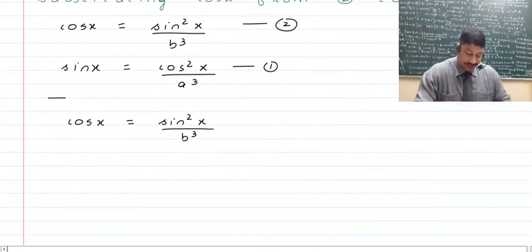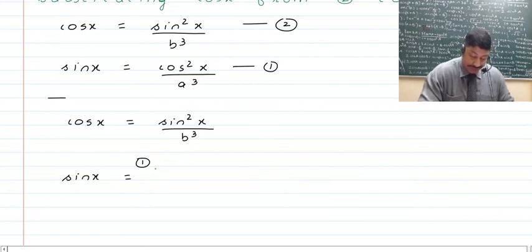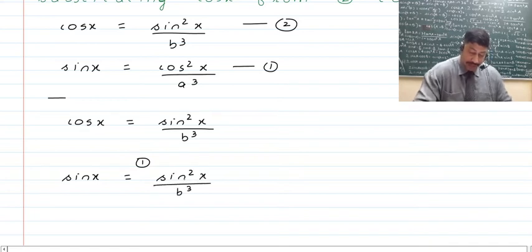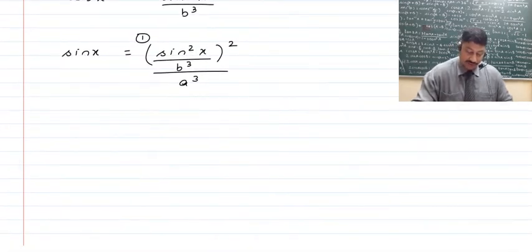So this value now will thus become in the first equation as sin x is equal to, in place of cos x now we have sin square x upon b cube. And we also have to square this, as there is cos square x. And further now this is divided by a cube, so we divide this by a cube. Now this was equation number 1 in which we brought the changes.